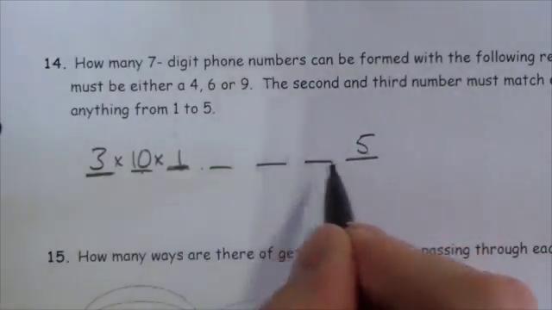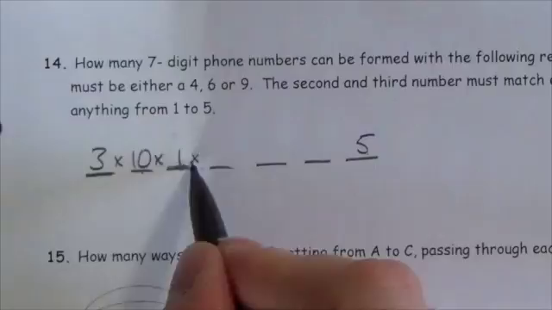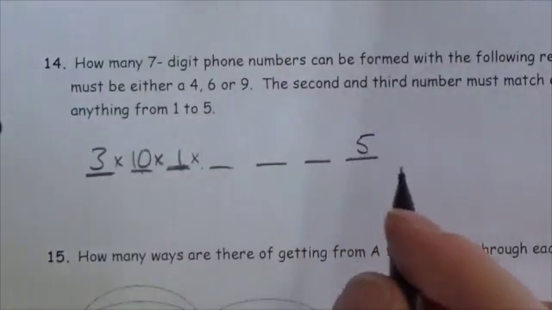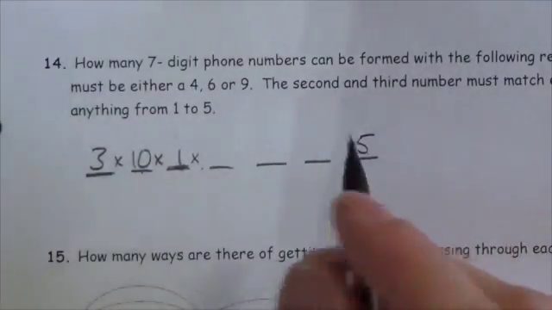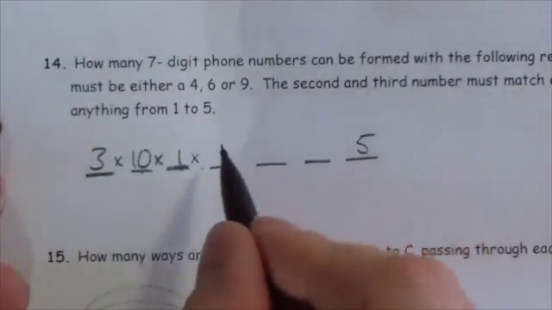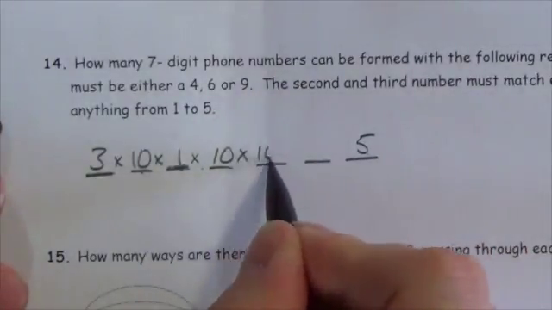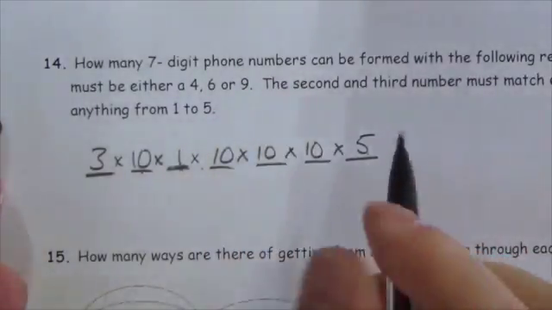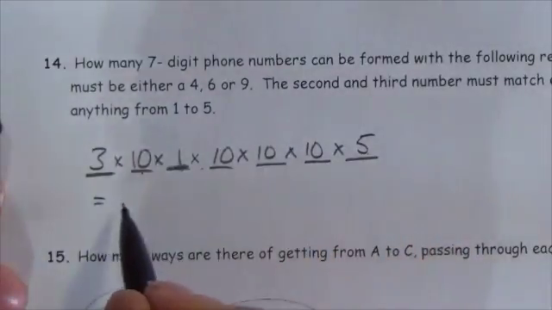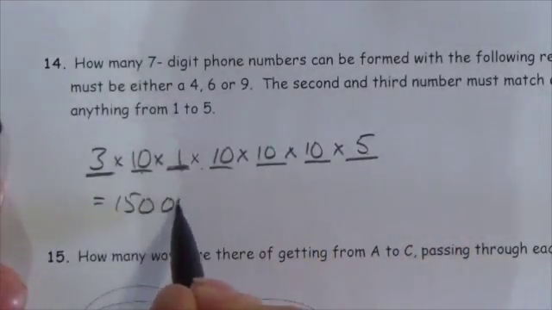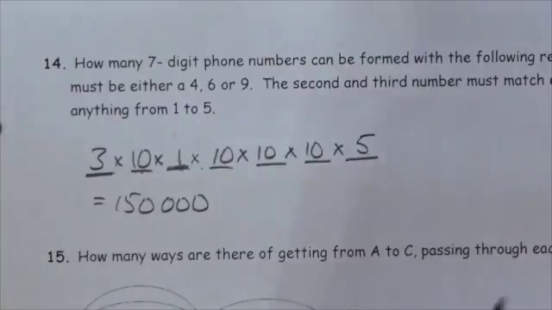Now, what do I do with these remaining 3? There's no restriction mentioned, so I have to assume that that's because there's no restriction there. So this could be 10 different digits, this could be 10, and this could be 10. And so altogether, that's going to be 150,000 different telephone numbers that you could come up with.